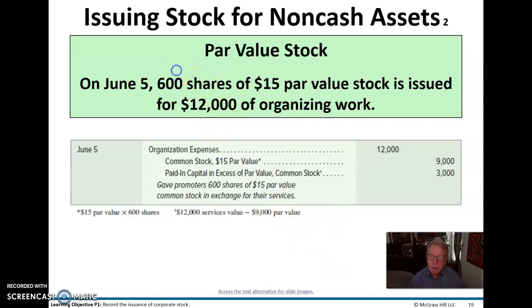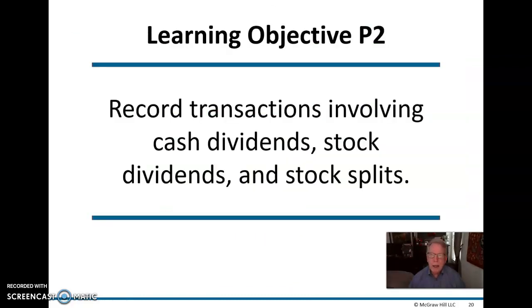So in this case, we had 600 shares at $15 par value for $12,000. And so our organization expenses were $12,000. At par value, $15 times 600 shares, we get $9,000 of par value, and then that difference of $3,000 is paid in capital in excess of par common stock for that journal entry. Pretty straightforward, I think. Okay, let's take a look at transactions involving cash dividends, stock dividends, and stock splits.